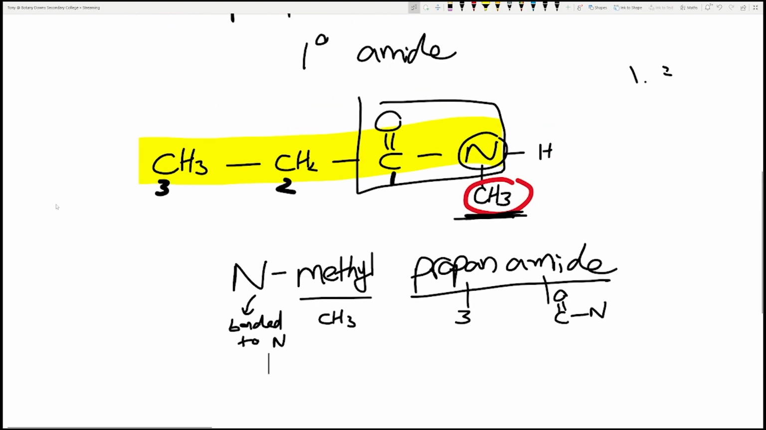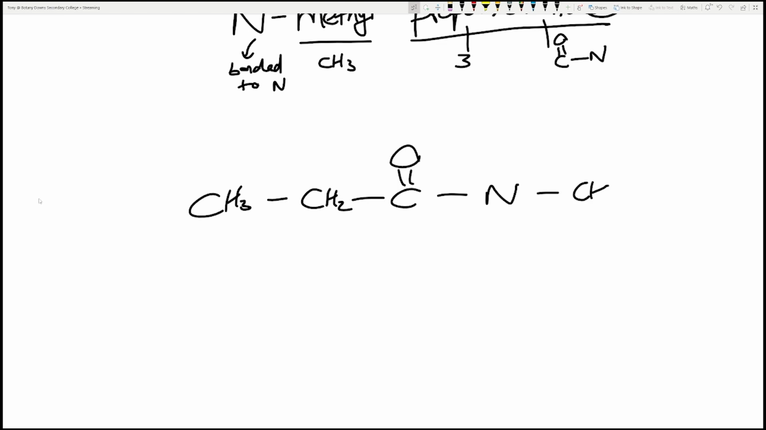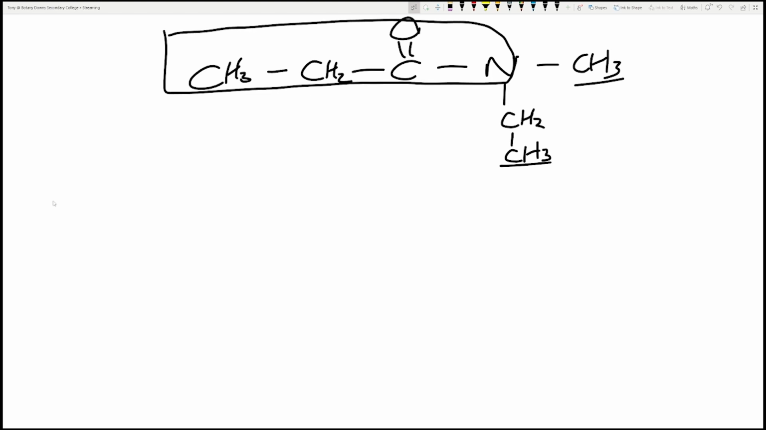This is a secondary amide, because my nitrogen is bonded to 2 carbons. And as you can imagine, I can have a tertiary amide. Let's do that. Instead of having the nitrogen bonding to any hydrogens, I can have a methyl group, I can have an ethyl group. How do we name this? Still, we look at our longest carbon chain with the CON attached, because that's our most important part. It's still propanamide.